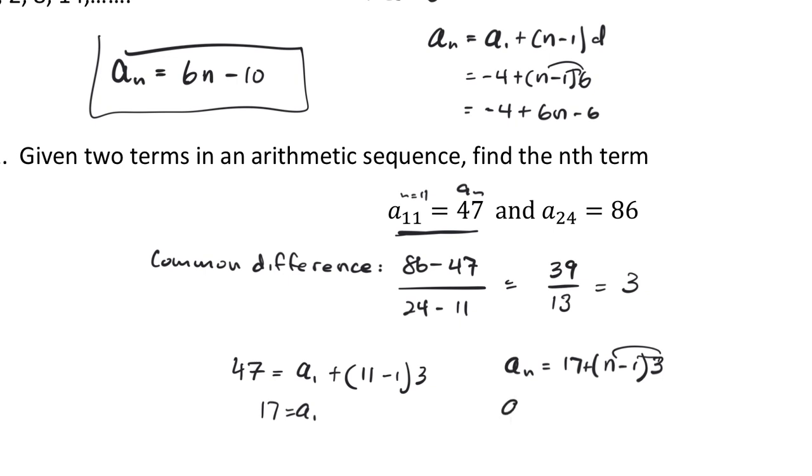Distribute the 3. Seventeen minus 3 is 14, so the explicit formula is 3n plus 14.